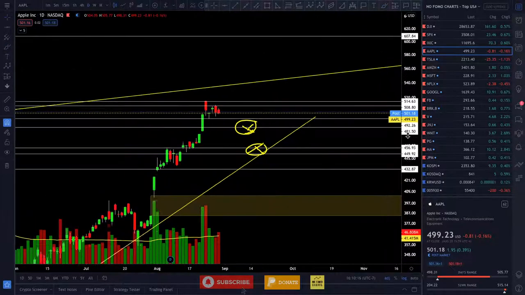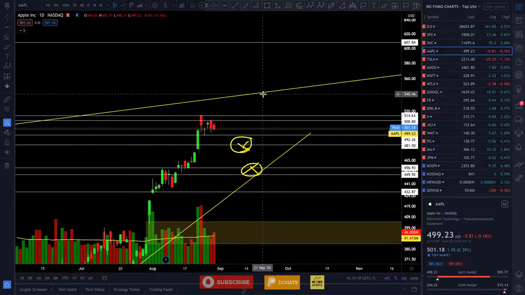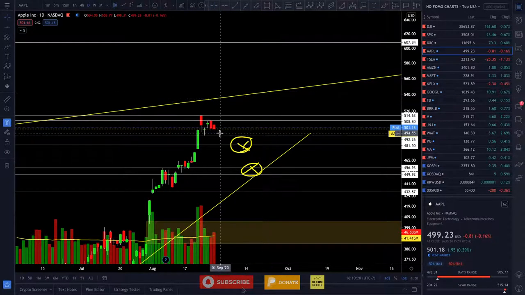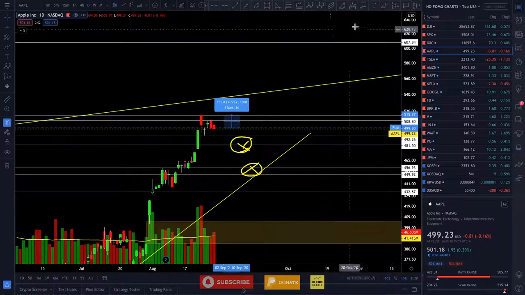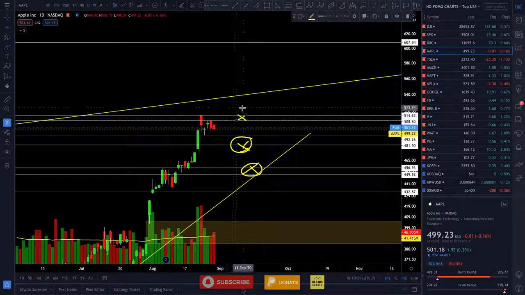But again, let's get this bullish scenario on the charts. If it goes up, then I'm expecting somewhere, if we just do the reverse, if it's going to come 3 to 9% down, then 3 to 9% up is also another scenario. 515, bullish target number one.